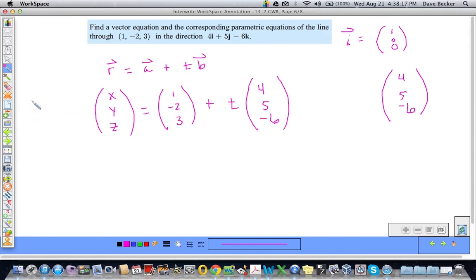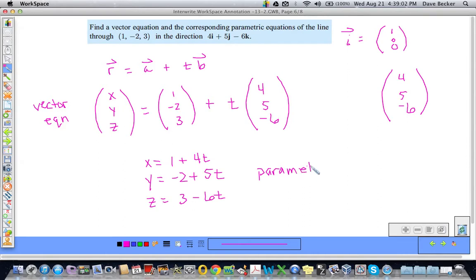So this is the vector equation right here. Once you have the vector equation, the parametric equations are easy. The parametric equations would be x equals 1 plus 4t, and I'm just going straight across here. x equals 1 plus t times 4 is 4t. y equals -2 plus 5t. And finally, z equals 3 minus 6t. So there are my parametric equations.